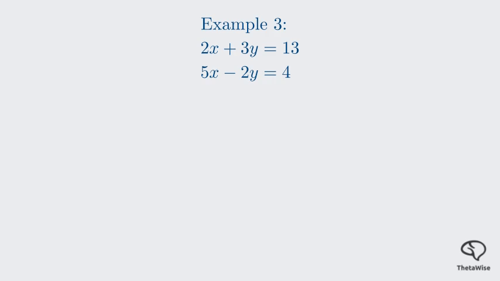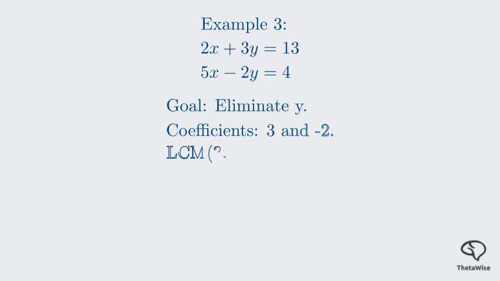The strategy here is to multiply one or both equations by a number so that one of the variables ends up with coefficients that are either the same or opposites. Let's decide to eliminate the y variable. The coefficients are 3 and 2. The least common multiple of 3 and 2 is 6. So we want to turn these into 6y and 6y.